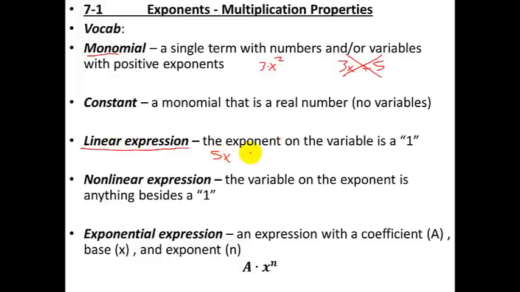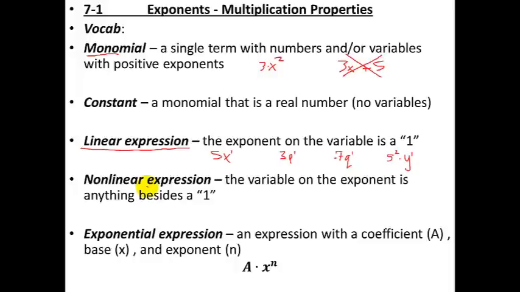5x, that's a linear expression. 3p, that's a linear expression. Negative 7q, that's a linear expression because all these, even though we don't write it, they all have a variable of a 1. Now, even if I had 5 squared times y, that's still linear because the variable, which is the y, has the power of 1, even though the number doesn't, because this can be simplified to just 25.